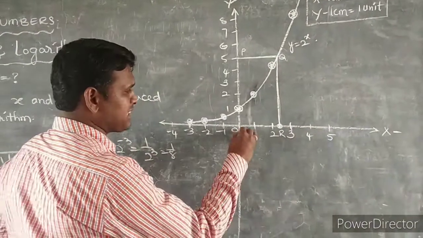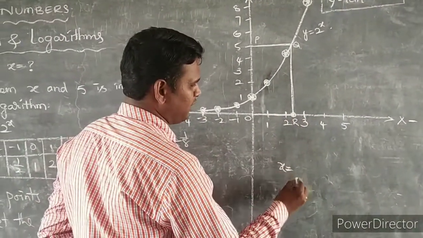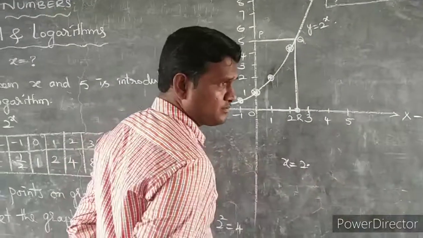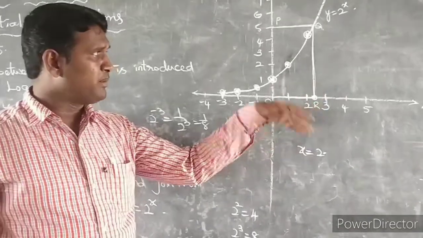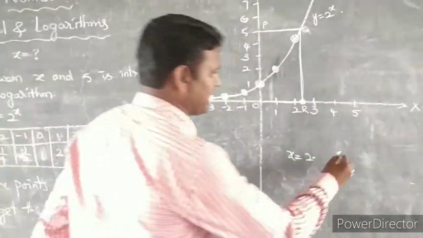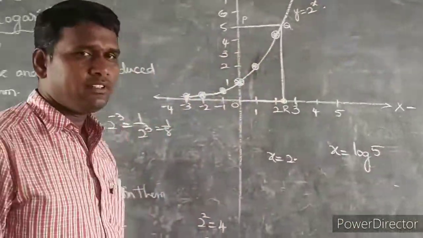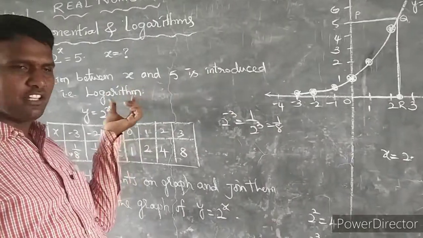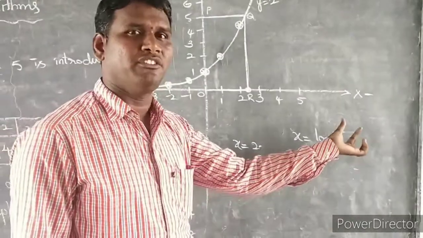If you measure the length of OR, that will be the value of x, that is 2 point something. Now this is the value of x. Similarly we can find any value of x. That x is nothing but the logarithm of 5. Here a new relation is established, that is logarithm. To find out the value of x, logarithm of 5.